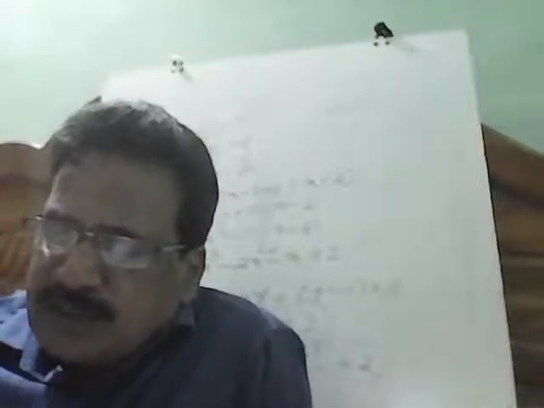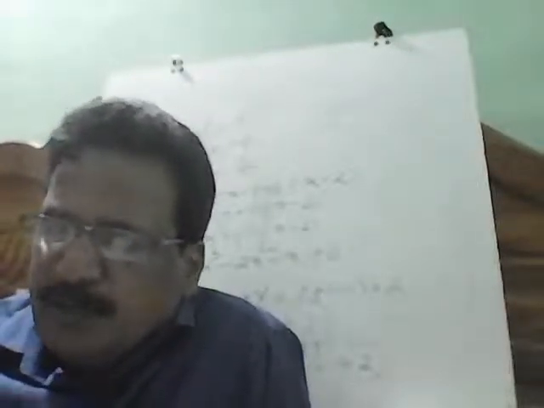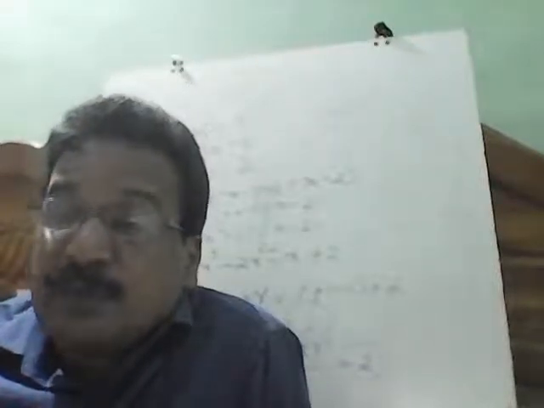If we put these things in our format, then p(x) is 2x square plus 3x plus 1.